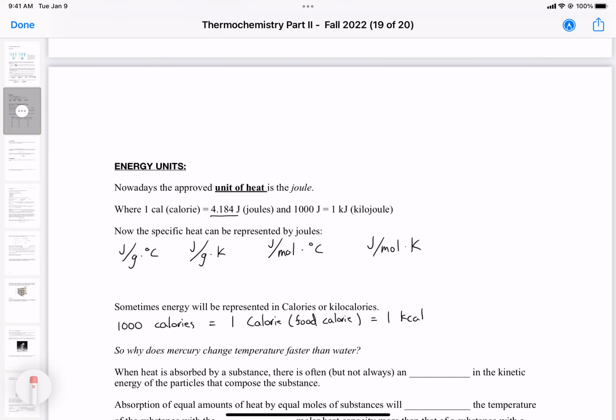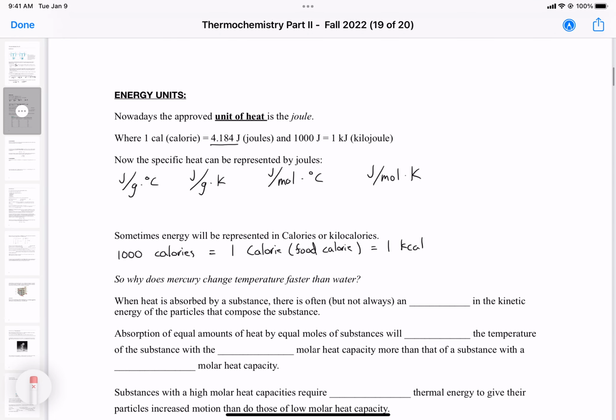Now let's answer this question: why does mercury change temperature faster than water? Let's go deeper into this explanation here.